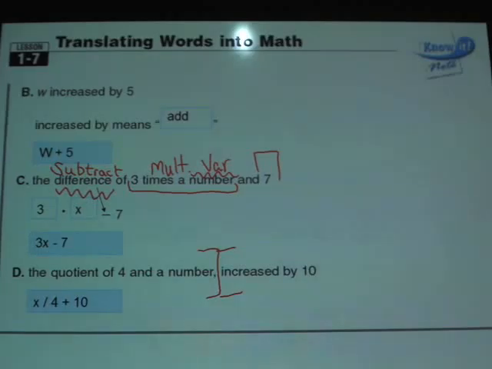So you can see they've written x divided by 4 there in the beginning of our answer. And that will represent everything before that bracket I made there. Now, after the bracket, it then says increased by 10. Well, increased by, if we look back at that list in red, means addition. So now I want to write an addition sign, and since I'm increasing it by 10, after the addition sign is going to go 10. And indeed, that's what I've written there, x divided by 4 plus 10. So the quotient of 4 and a number increased by 10 is x divided by 4 plus 10.